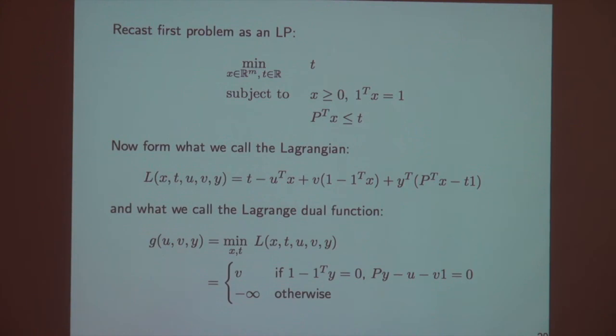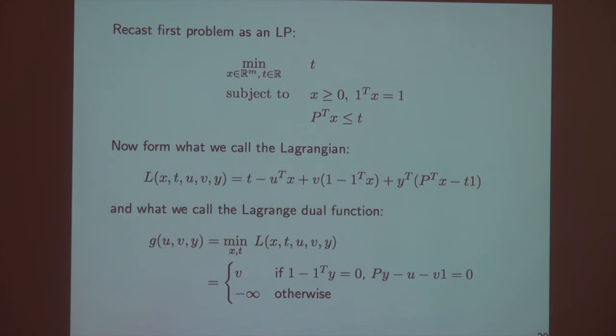Write that as an LP by introducing a variable t and saying that we're going to minimize the value of t subject to the simplex constraints on X, and P transpose X has to be less than or equal to t in every component. Right? Whatever the smallest t that makes this true, the value of this linear program will be equal to the value of the optimization problem we just wrote down. It's just a reparameterization. Now let's form the Lagrangian for it, right?